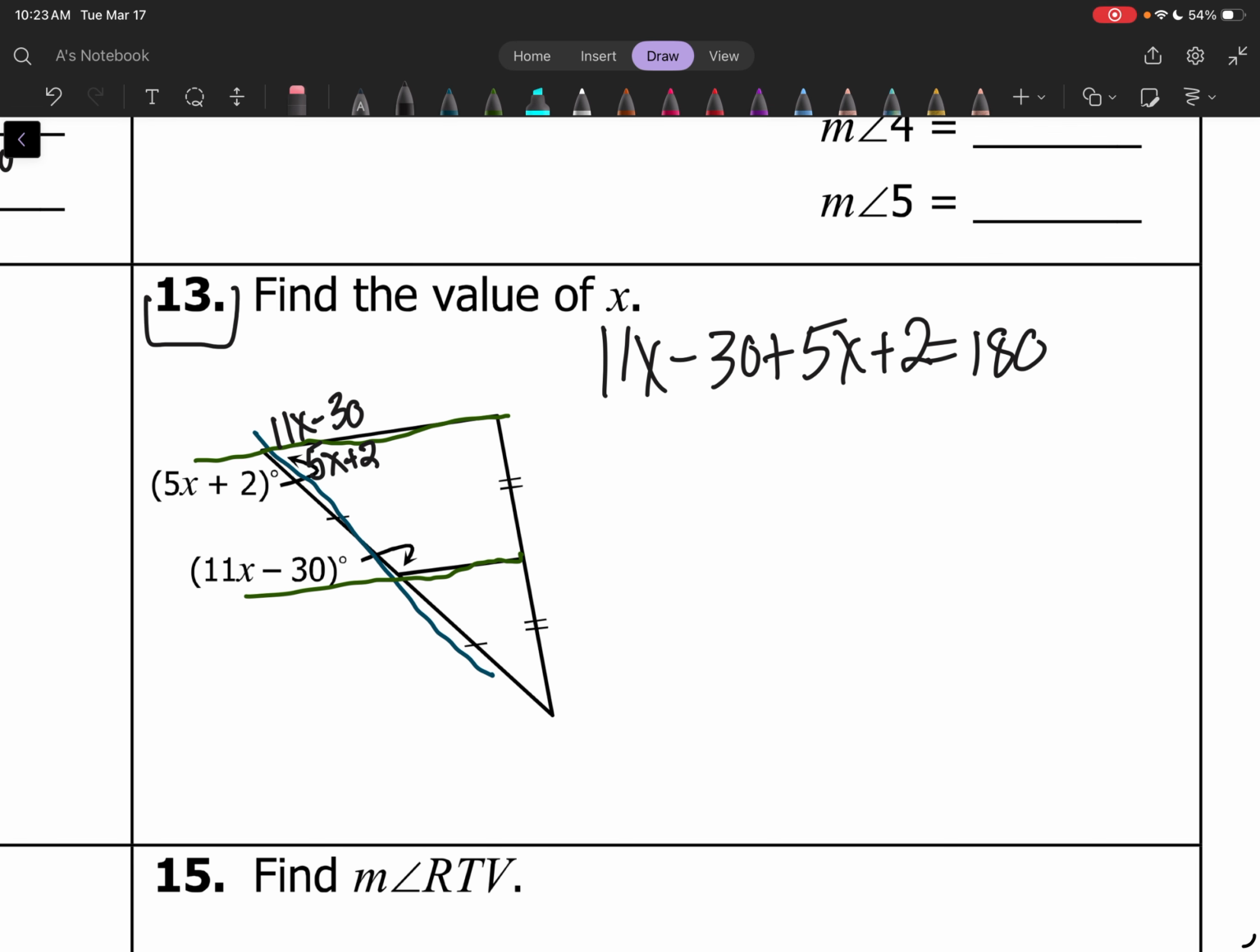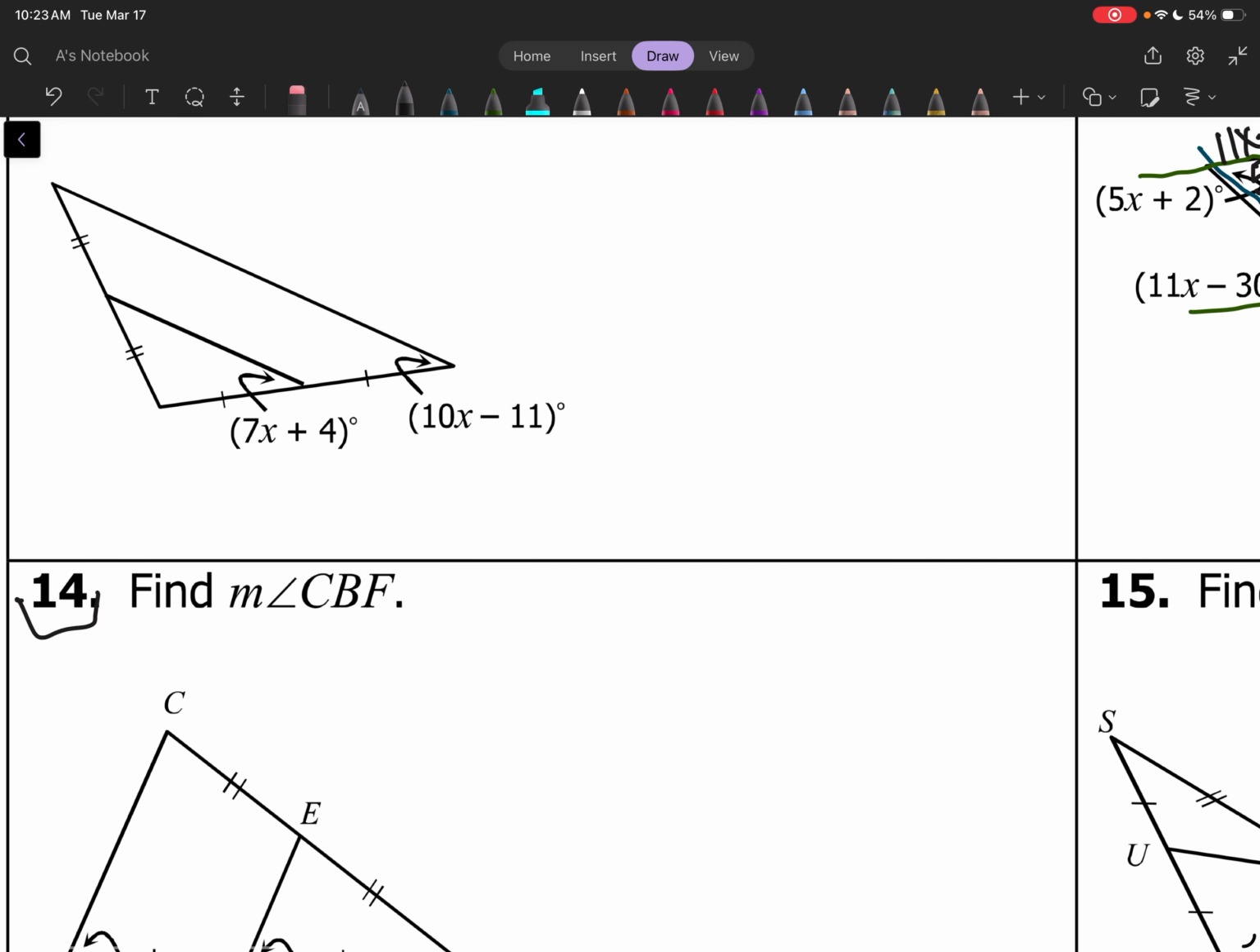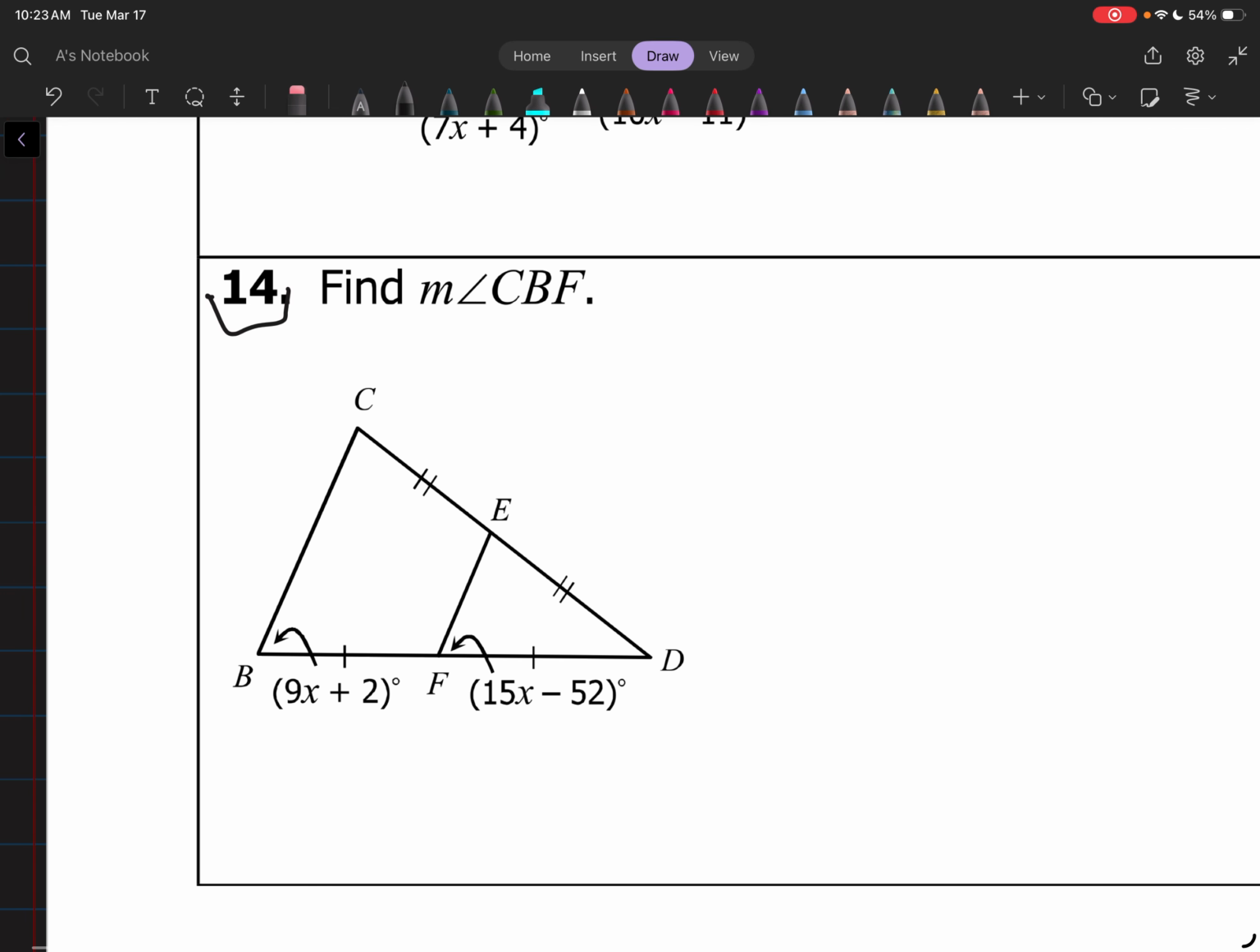You are welcome to put this in Desmos if you want. I really don't care how you get to the answer. You're going to get x is equal to 13. Number 14. FE and CB are parallel lines. B to D is my transversal.